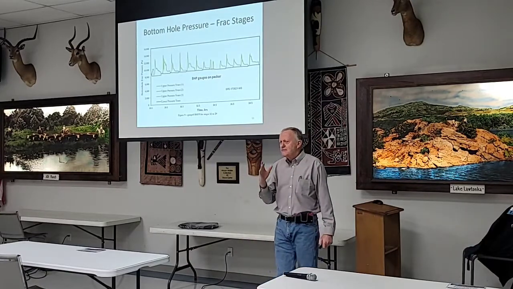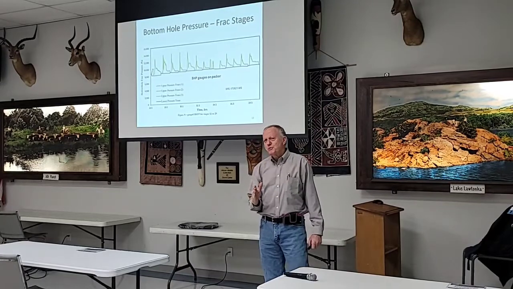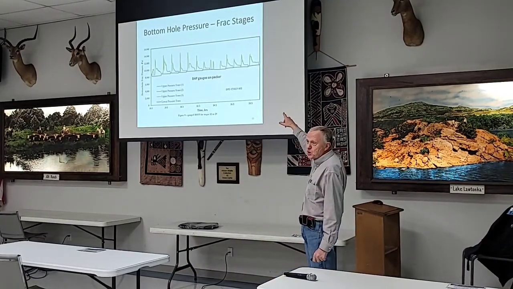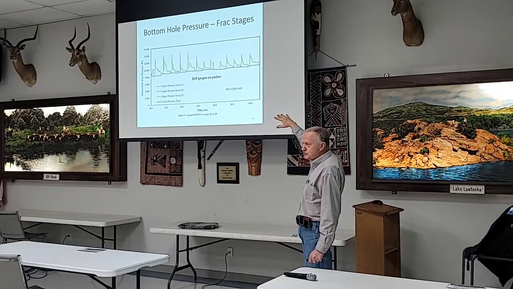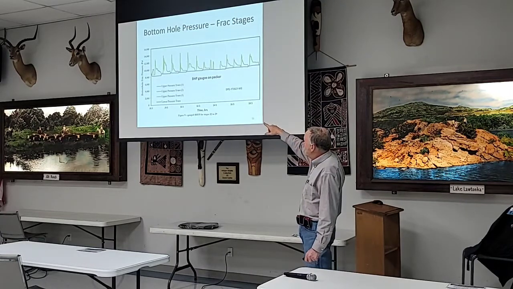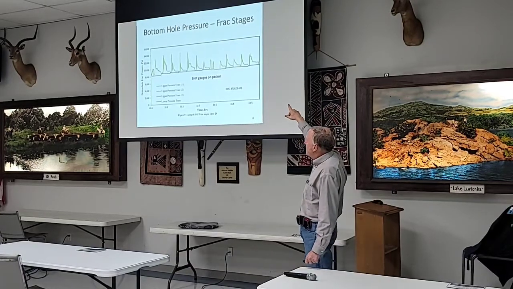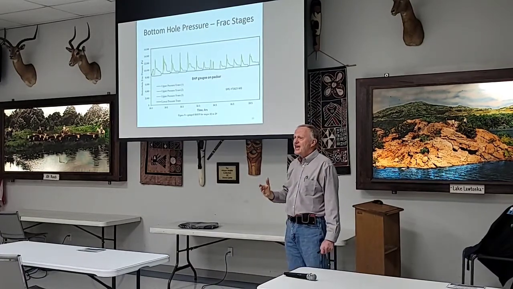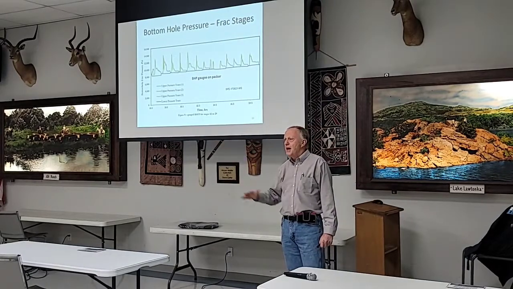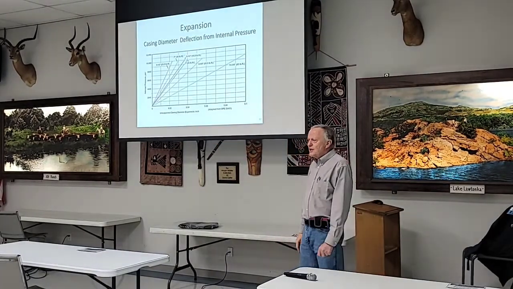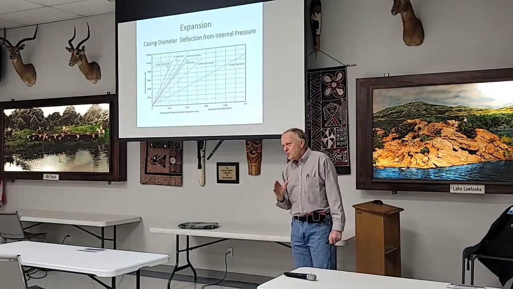Now let's look at the pressure. This is bottom hole pressure, actual bottom hole pressure measured during a frac job in this particular one. Notice that it's from about 8,000 peaking at about 14,000. That's a 6,000 PSI cycle, up and back, up and back. And as you do this, you look in here, and what does it do to your pipe?